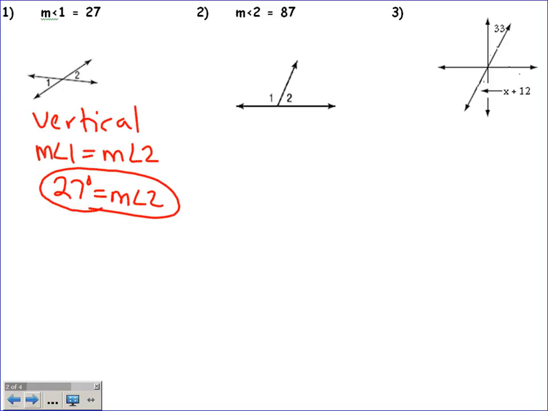Number 2. What's this relationship? The best description is a linear pair. Linear pair, what do we know about the angles? What do they add up to? 180. So basically we know that the measure of angle 1 plus the measure of angle 2 equals 180 degrees. We know this relationship exists.